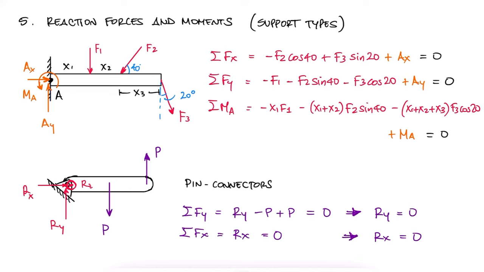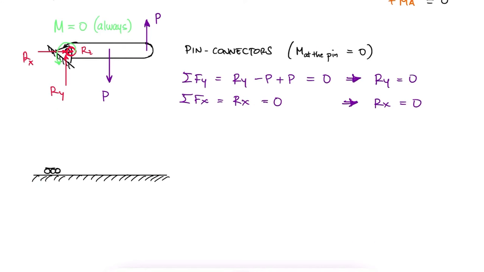However, because the pin allows the member to rotate, there will be no reaction moment at pin connectors. Rollers, the second type of supports, besides allowing the member to freely rotate like pins, will also allow movement in one direction. This doesn't necessarily mean that the structure will be moving or accelerating. Just like with the reaction moments in the pin connectors, it only means that there will not be a reaction force in the direction where the little wheels are aligned towards.